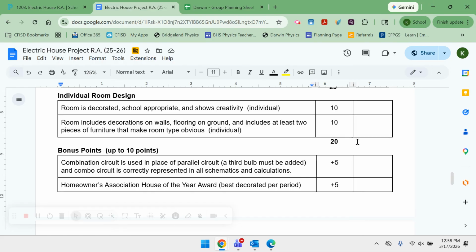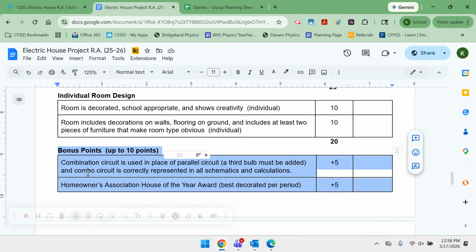Now, the rest of it, of course, is a group effort, and those scores apply to everybody. But just a heads up, if you don't pull your weight or do your part, you're going to get a score that's up to 20 points lower than your neighbors. Or if you do all your stuff perfect and they don't, you'll be potentially 20 points higher than your group members. There are also bonus points available.